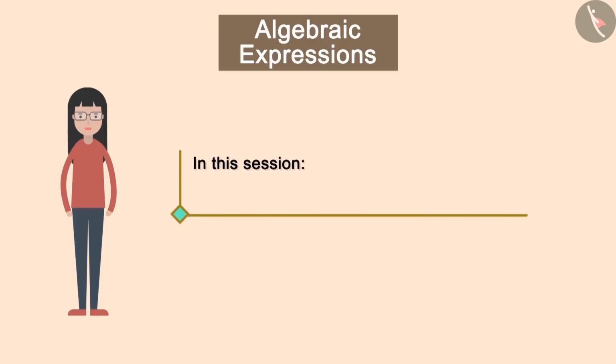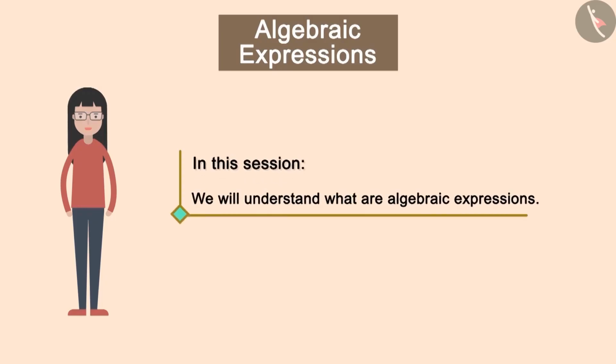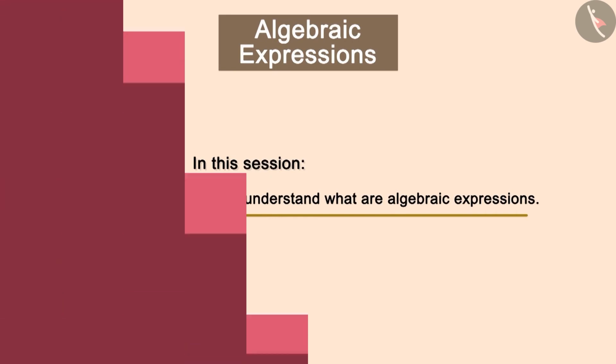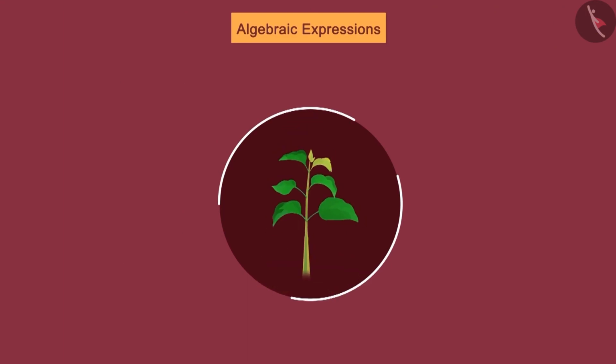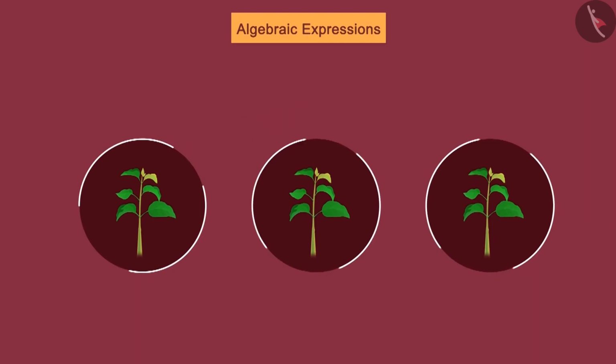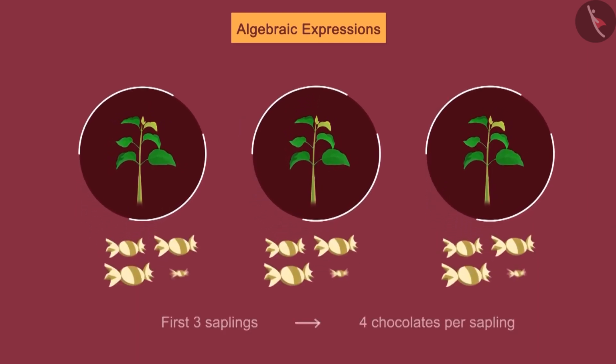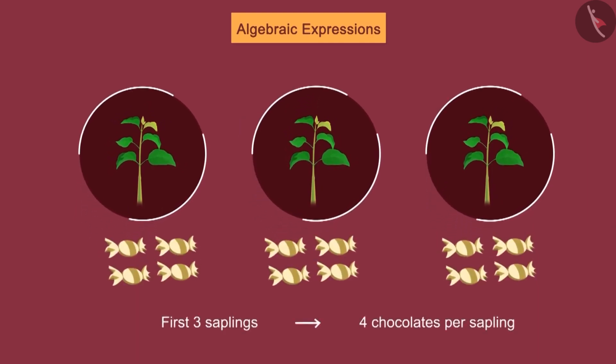Friends, in this session we will understand what are algebraic expressions. Our friend Raghu is given a good opportunity by his parents. On planting saplings, Raghu's parents would reward him in the following manner. If he plants up to 3 saplings in a week, they will give him 4 chocolates for each sapling.